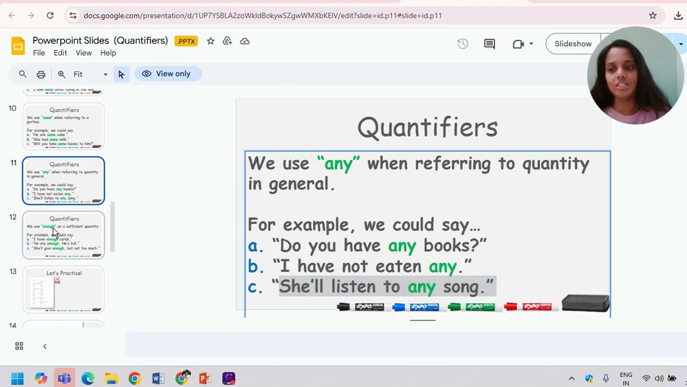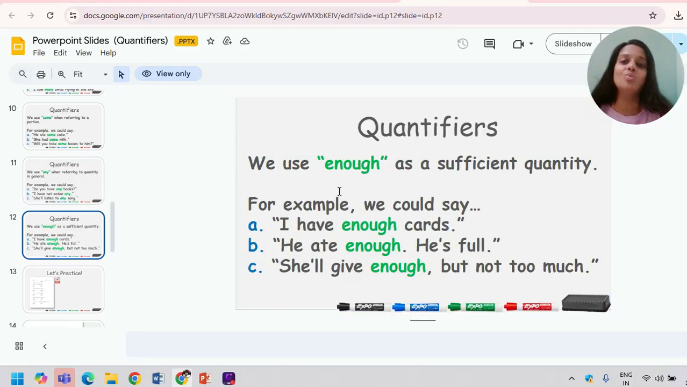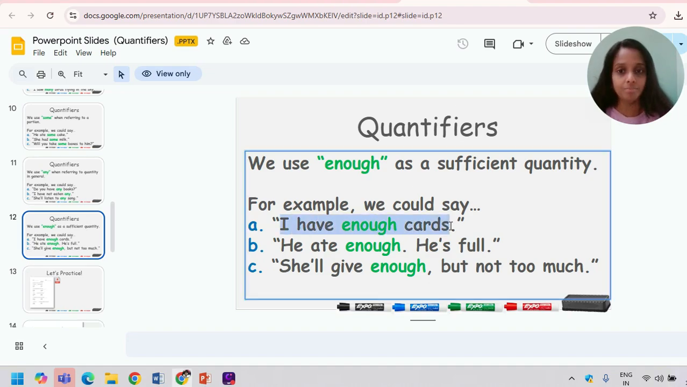Lastly, we have got enough. This one means sufficient quantity, not too little, not too much, just right, just correct. Okay, I have enough cards. He ate enough, he's full. She'll give enough, but not much. The perfect thing, right? So if you want to say something is sufficient, then you can go with the word enough.